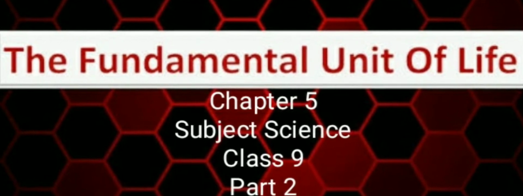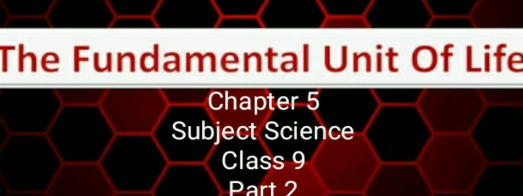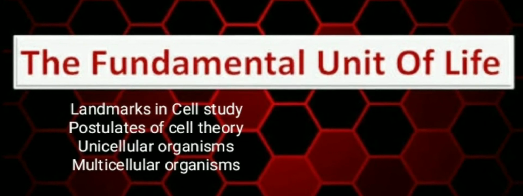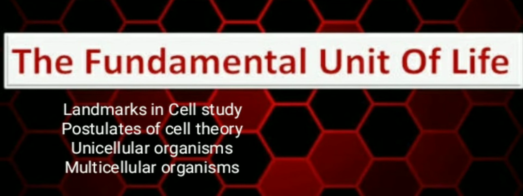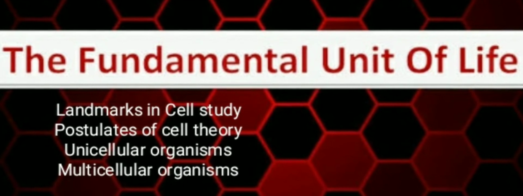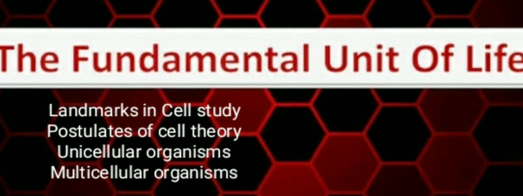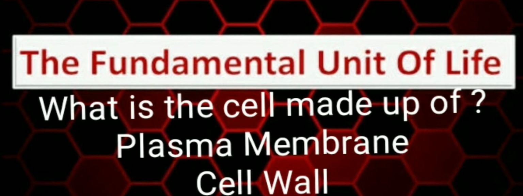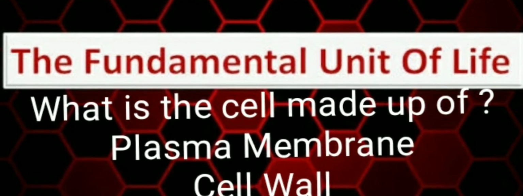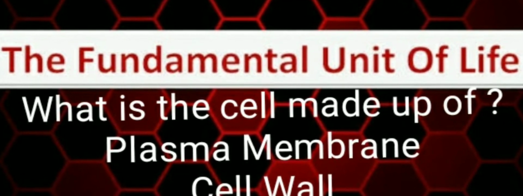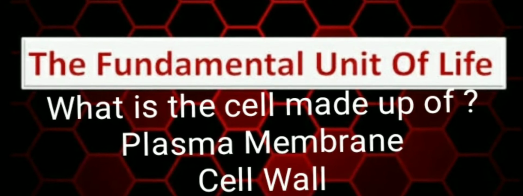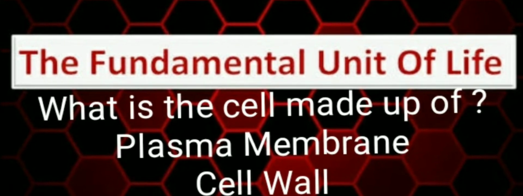In the last video, we discussed the landmarks in cell study, the postulates of cell theory, and unicellular and multicellular organisms. Today we will proceed to the next part of the chapter, that is, what is a cell made up of? Under this, we will cover the plasma membrane and cell wall.